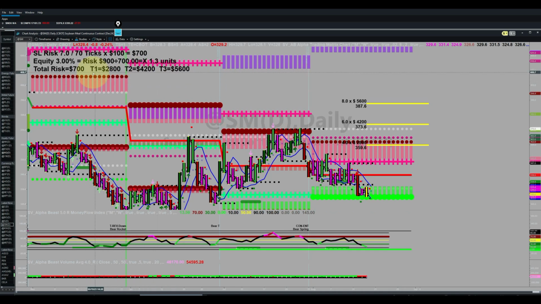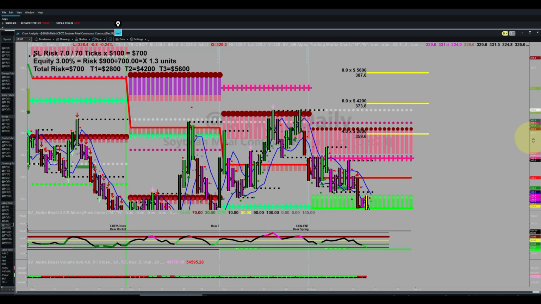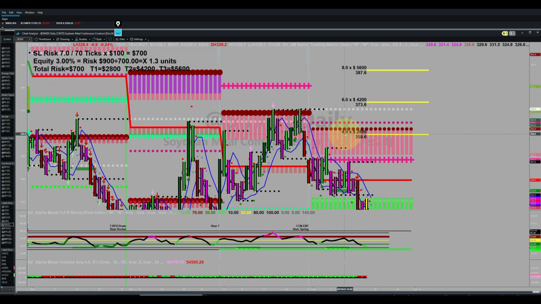potential. Profit target 1 would be $2,800. Profit target 2 would be $4,200. Profit target number 3 would be $5,600. And if you come down here to where the profit targets are, you will see the first profit target is set at 4.0. When I say 4.0, let me tell you that it is 4 times your risk.